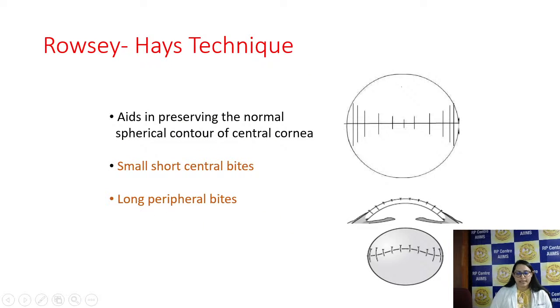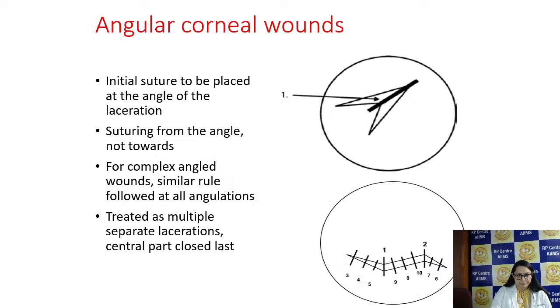Now, Rossi-Hayes technique is a technique which aids in preserving the normal spherical contour of the central cornea, wherein the central cornea is steep and the peripheral cornea is relatively flat. For this, we aim at providing small, short central bites in the central cornea and long, tight peripheral bites, which helps in maintaining the contour of the cornea, which can be done for limbus to limbus corneal lacerations.